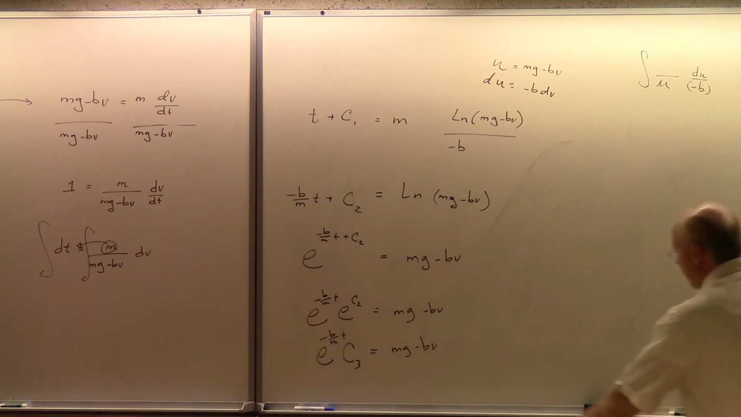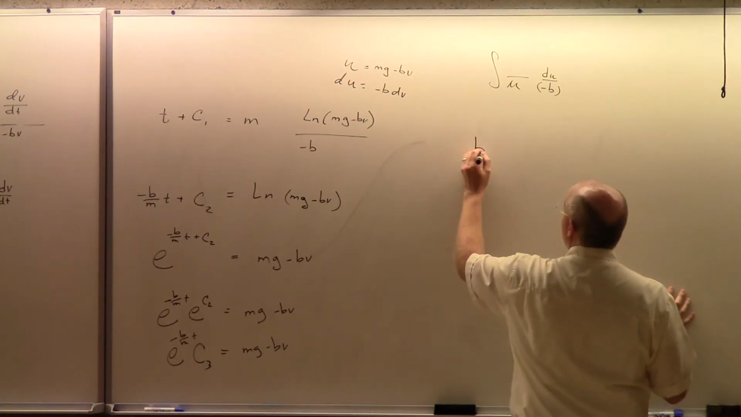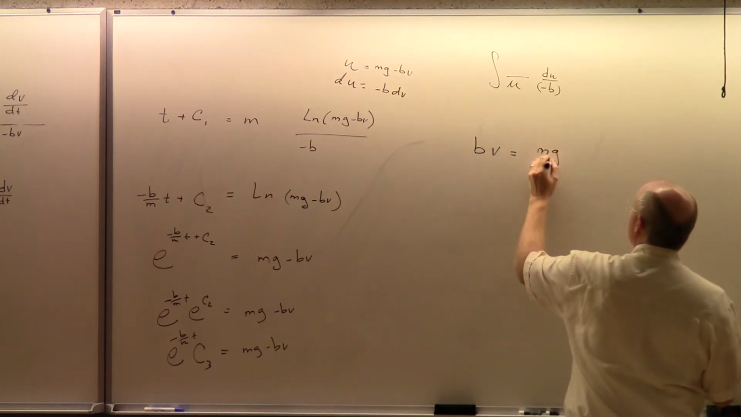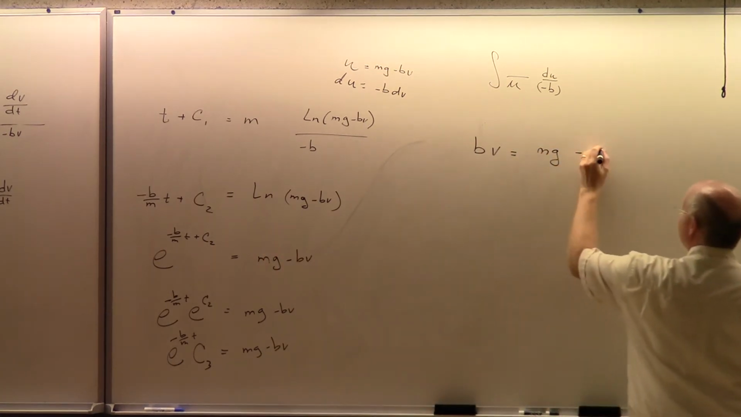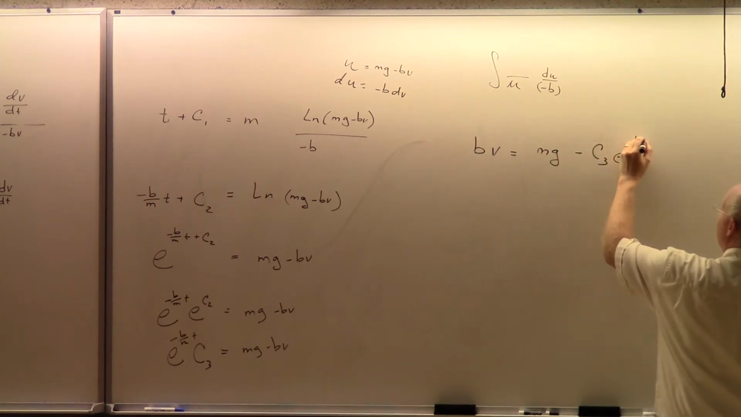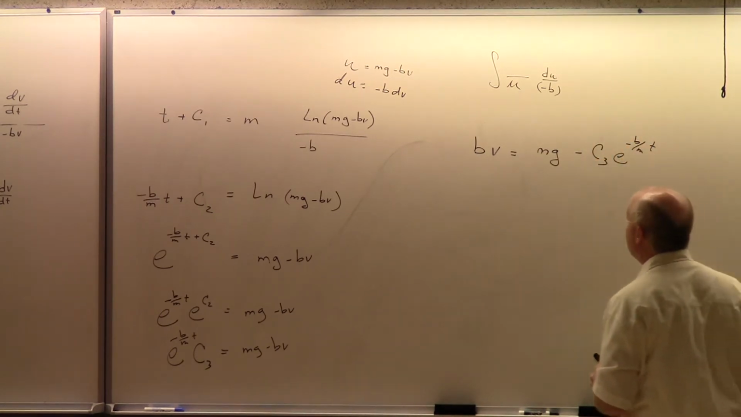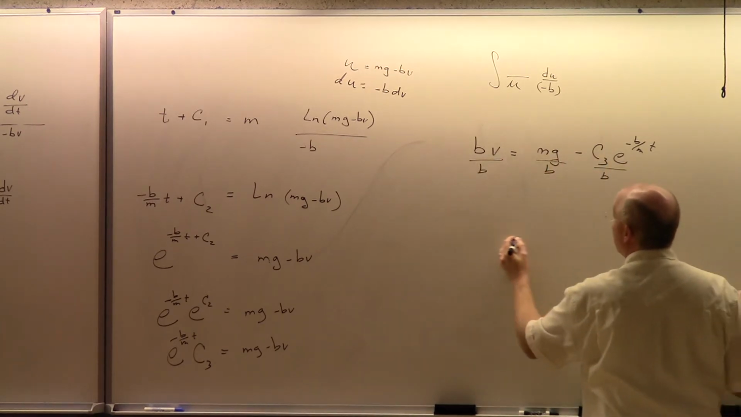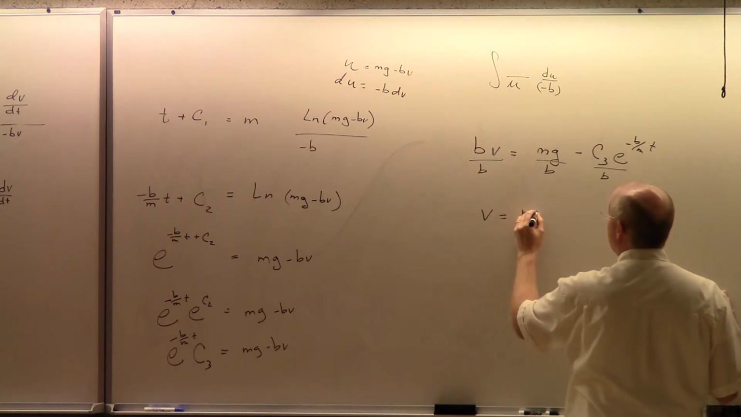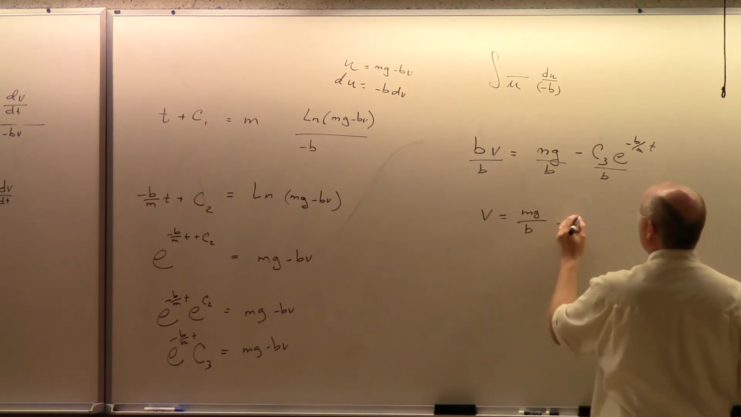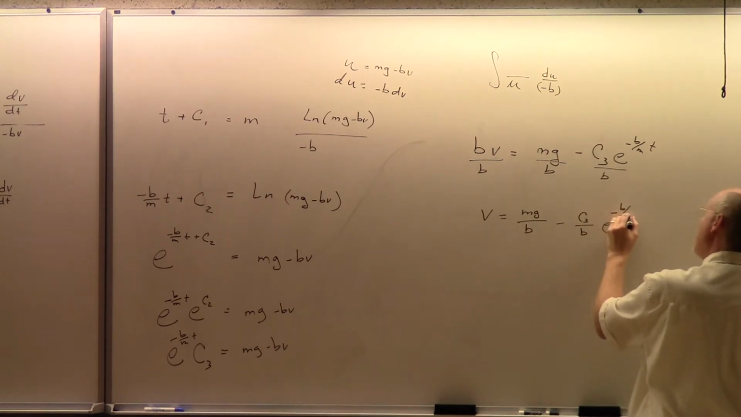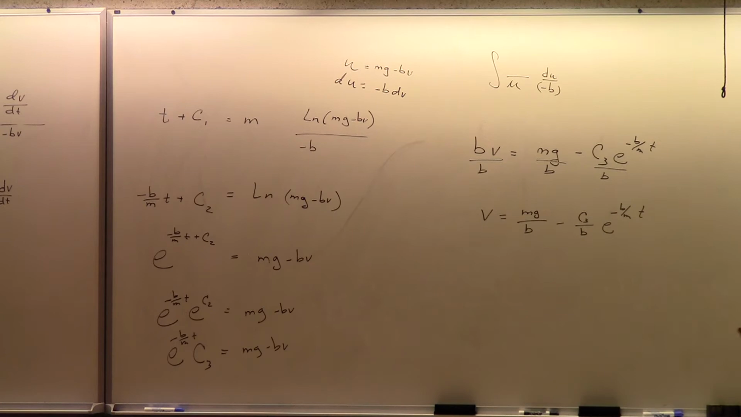Rearranging this for v would give me bv, when I move it to this side of the equation, equals mg minus this C3 e to the minus b over m t. Now I can divide by b, divide by b, divide by b, and finally I get close, other than I still got this constant to think about, but I get to my equation: what is the velocity of this bead as it is going down?